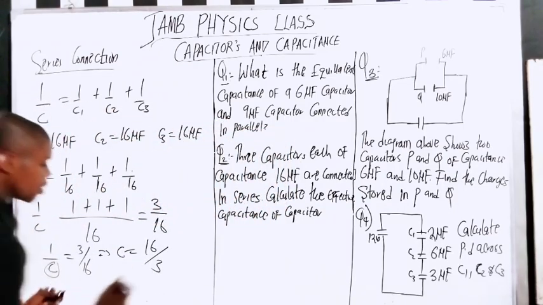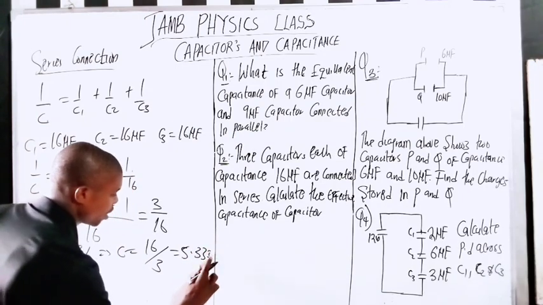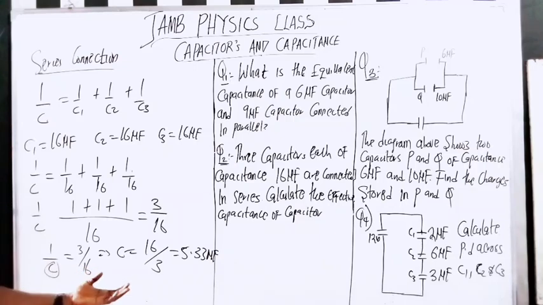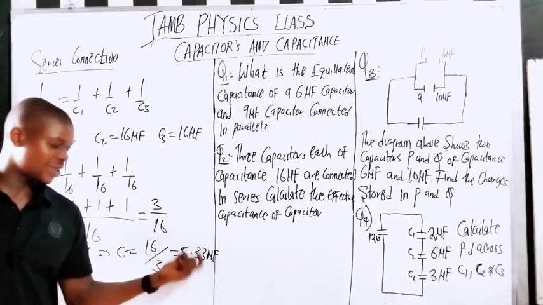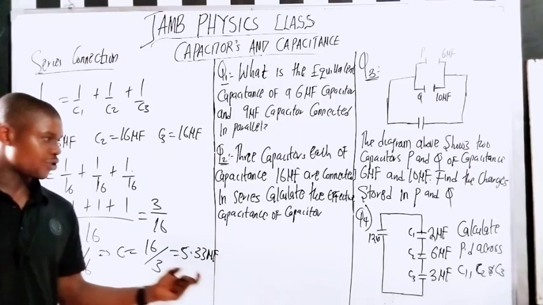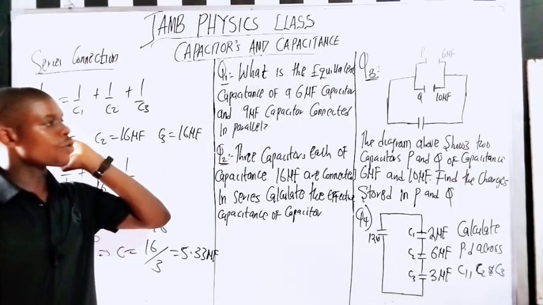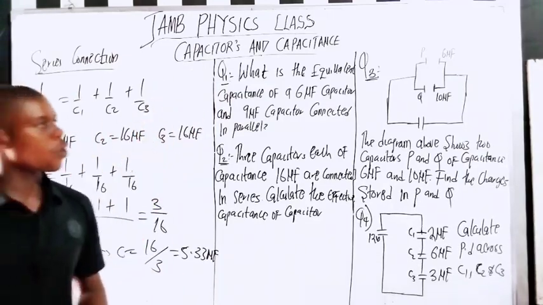16 divided by 3 will be 5.333. So let's say microfarad. So the equivalent capacitance is 5.33 microfarad. So you can see how it is here. You can see the difference between parallel and series connection. So let me move to question 3.